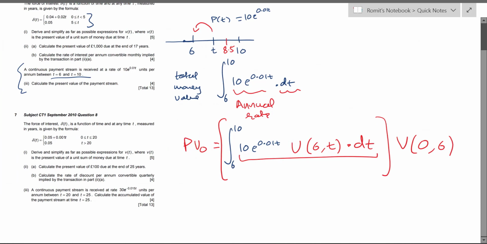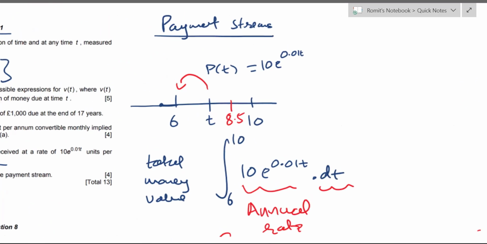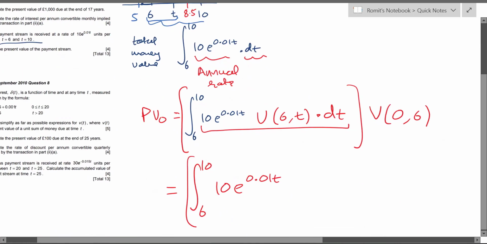Now, if I am to evaluate this, how will I do that? From time 6 to 10, 10 e to the power of 0.01 t. What will be v 6 comma t? First of all, I would need to see what is the force of interest that would apply in this region. When t is greater than or equal to 5, it's 0.05. So after 5, the force of interest is a constant 0.05. So from 6 to t in this region, it will be 0.05, right?